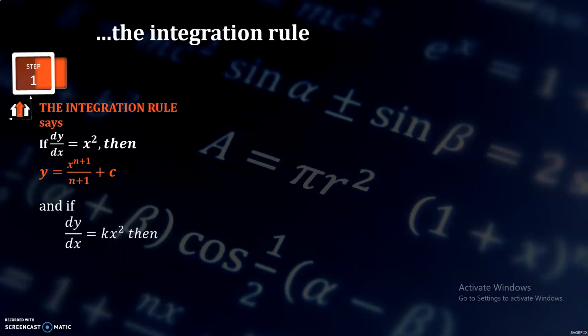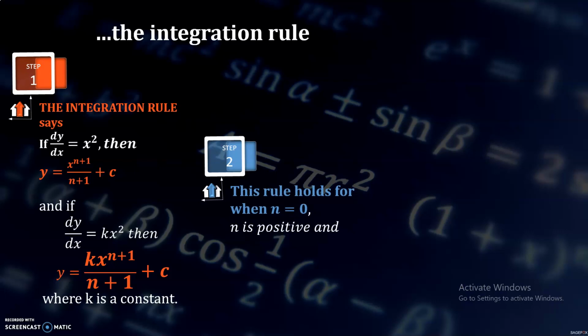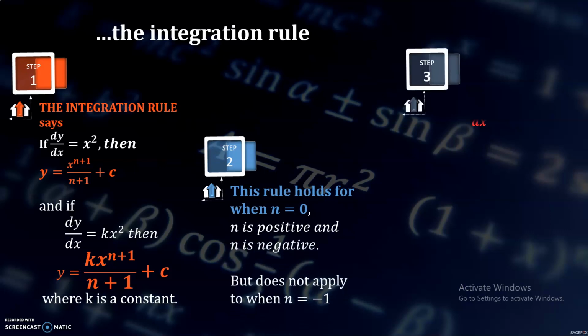So if dy/dx equals kx to the power of n, then y equals kx raised to the power of n plus 1 divided by n plus 1, plus c. So what we do is we add 1 to the power of x and divide by that new power gotten. It's that simple, where k is a constant. This rule holds for when n equals 0, n is positive, and n is negative. So it does not apply when n is minus 1.